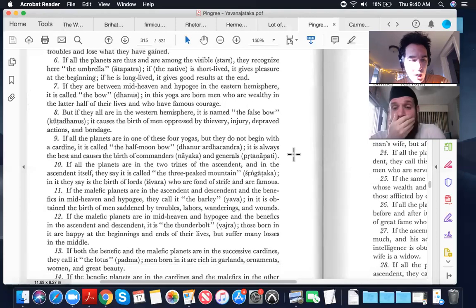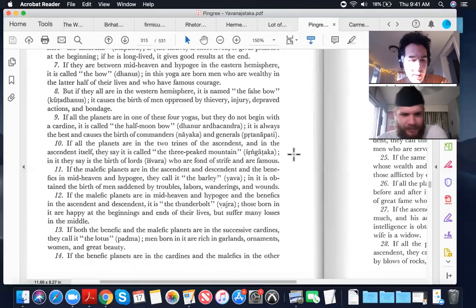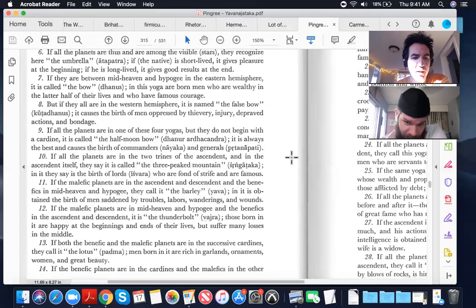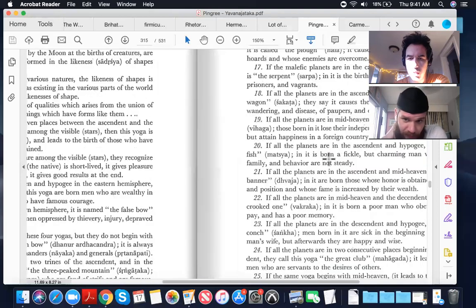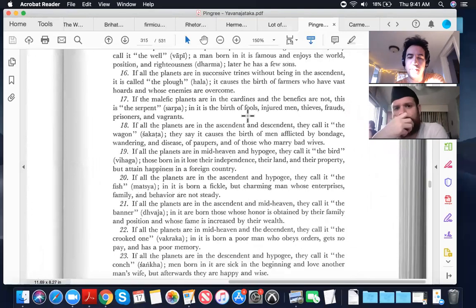I don't have any of those perfectly. I guess technically, maybe the closest thing I would have, you have them pretty scattered. I mean, yeah. Well, I have one. The only planet I have in an angle from the moon is the malefic moon waning. So in a sense, I have close to the malefic planets in ascendant, descendant, but I think that's actually later. I think that's called the Sarpa yoga. Yeah, if the malefic planets are in the cardines and benefics are not, this is the serpent. Yep, I technically have that.